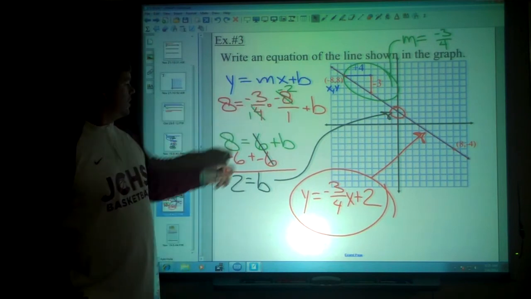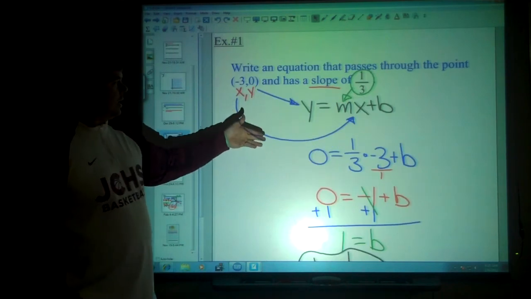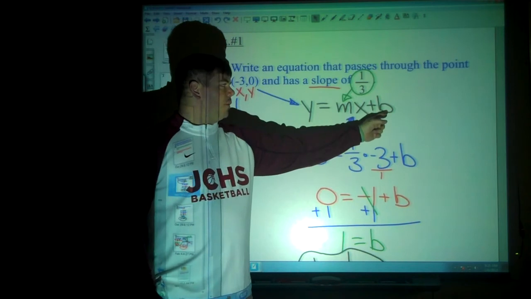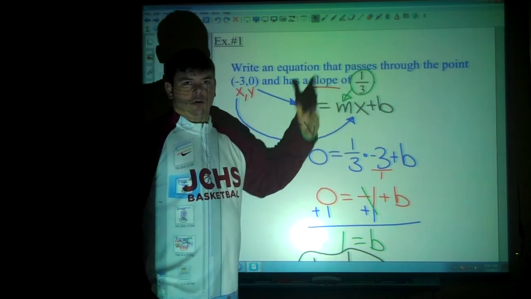This problem looks like it's different, but it's really no different than this one or this one. Same idea. You must substitute the x and the y in and the slope, and solve for b. Once you solve for b, you have the b value and the slope, and you can write your equation.